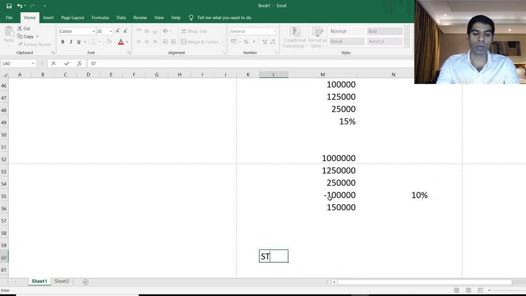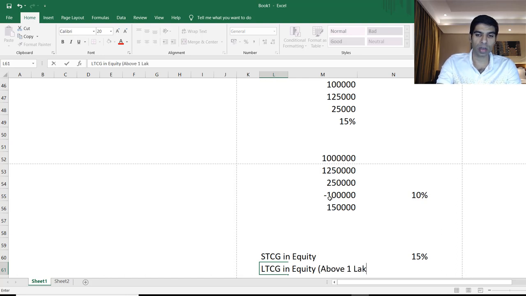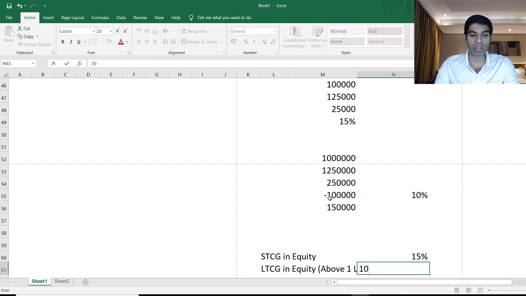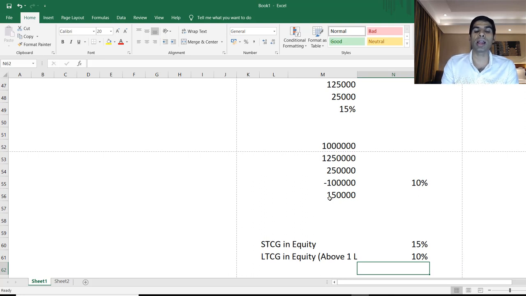So short-term capital gain in equity, you're paying 15% on your capital gain. Long-term capital gain in equity, anything above 1 lakh, you're paying 10% tax, right? So that's how it's actually calculated.